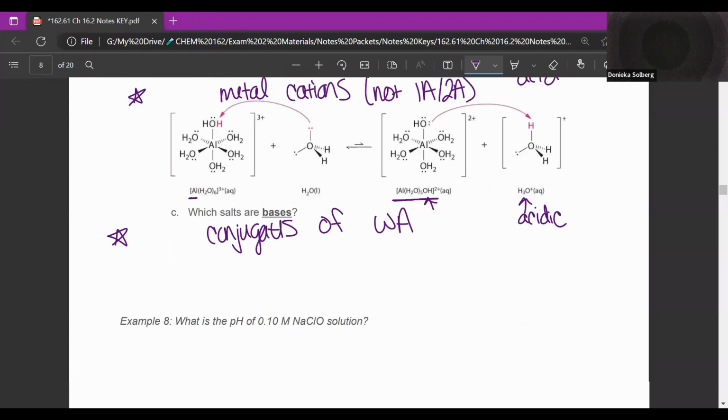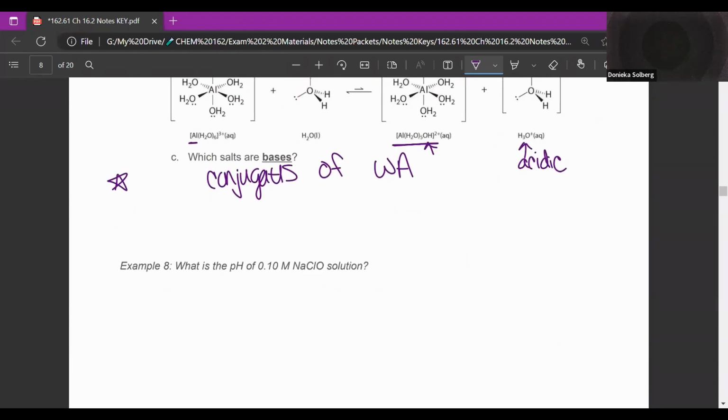All right, so which ones are bases? They're just conjugates of weak acids. Okay, there's not really another thing to talk about there. I am going to write an example though. What's a conjugate of a weak acid? Well, acetic acid is usually the one I use for examples of a weak acid, HC2H3O2. So its conjugate is C2H3O2 minus, that acetate ion.